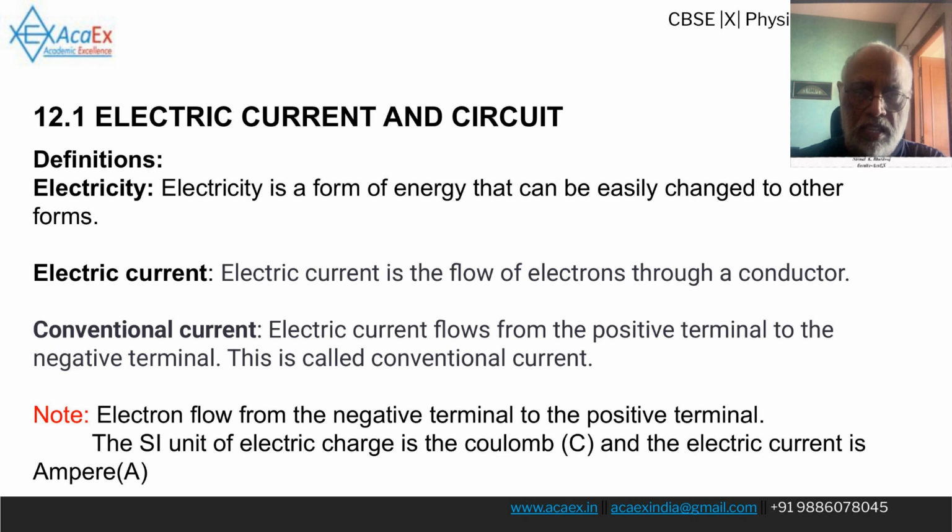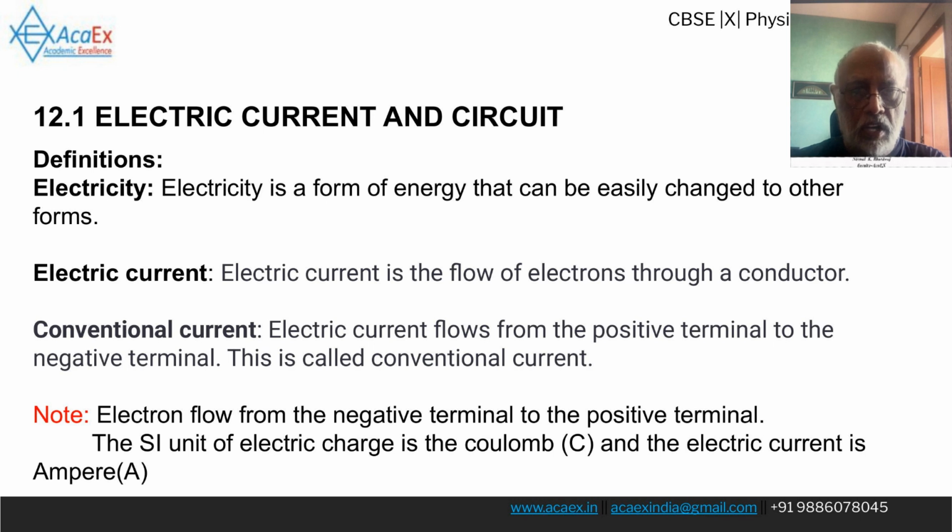Here are some basic definitions. Electricity. It is a form of energy that can be easily changed into other forms. Electric current. This is the flow of electrons through a conductor. Conventional current. By convention, the direction of electric current is considered to be from the positive terminal to the negative terminal. It's important to note that the actual flow of electrons is from the negative terminal to the positive terminal.